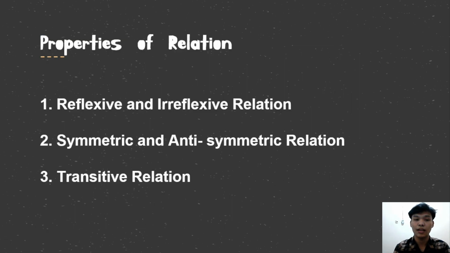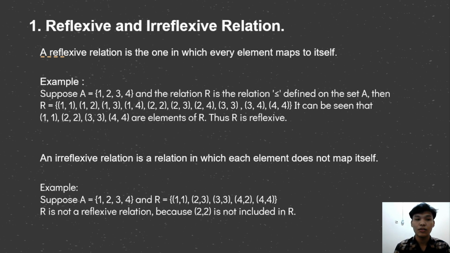Properties of relation: 1. Reflexive and irreflexive relation. 2. Symmetric and antisymmetric relation. 3. Transitive relation. So, 1. Reflexive and irreflexive relation.